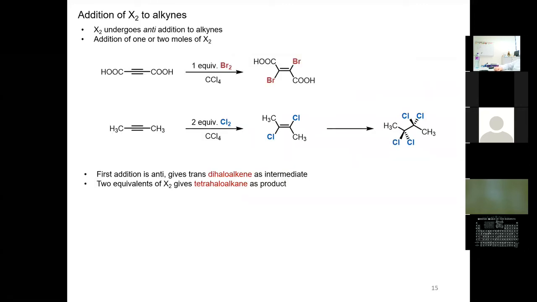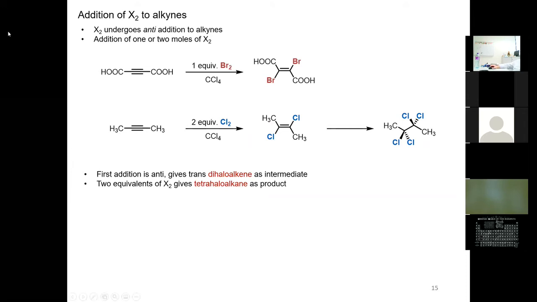And then the X2 addition. So X2 addition, okay, the alkyne follows the X2 addition, undergoing anti-addition to alkynes. If you still remember the alkene X2 addition, it goes through a bromonium ion, right? So that makes it an anti-addition. So this is the same with the alkyne.